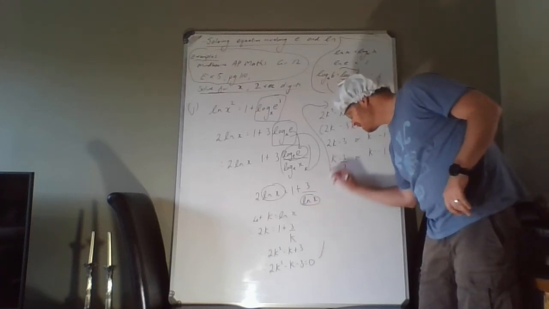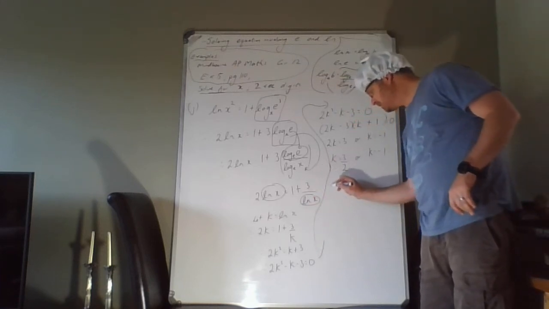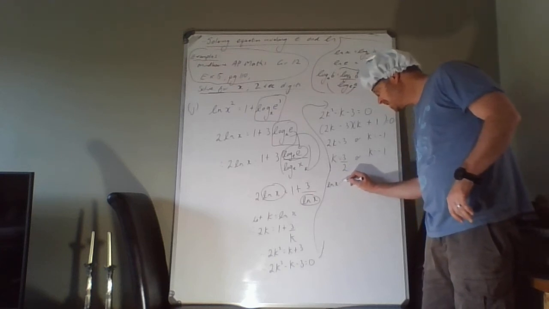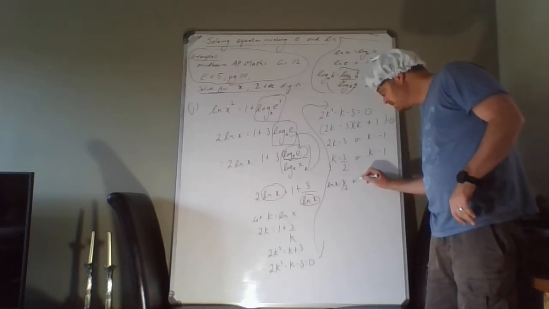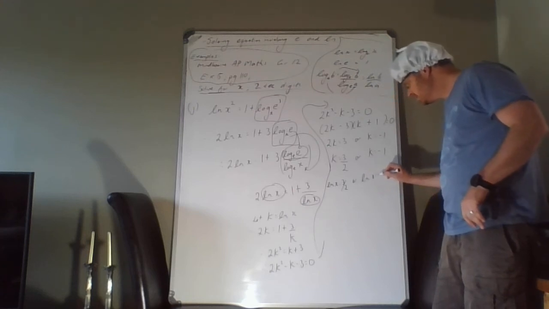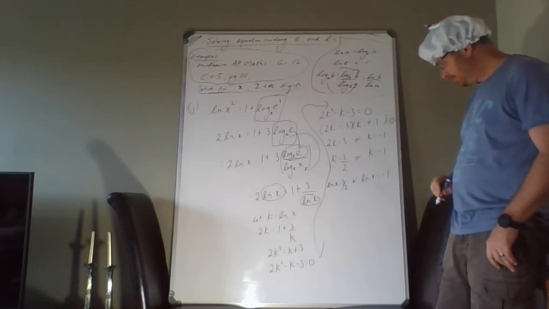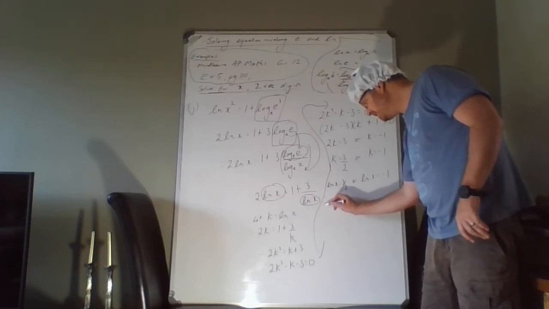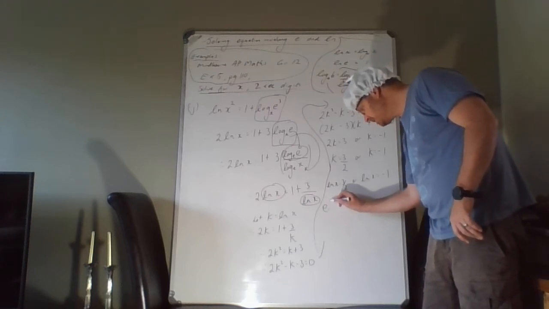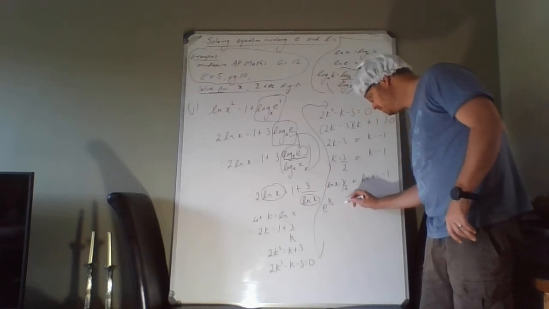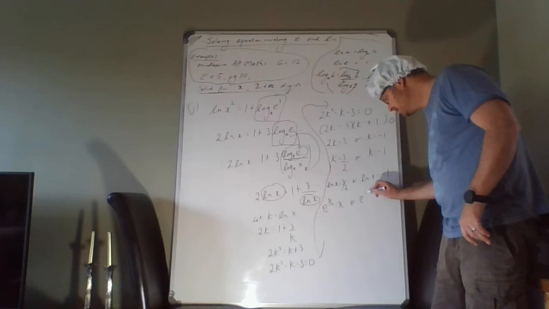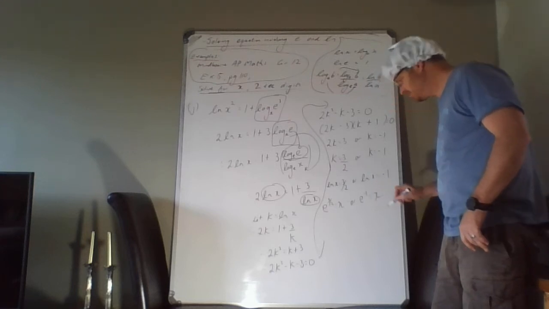So if k is equal to 3 over 2, what was k? k was ln x. So ln x is equal to 3 over 2, or ln x is equal to negative 1. Okay, remember ln x is just log base e, so this becomes e to the 3 over 2 must be equal to x, or e to the negative 1 must be equal to x.